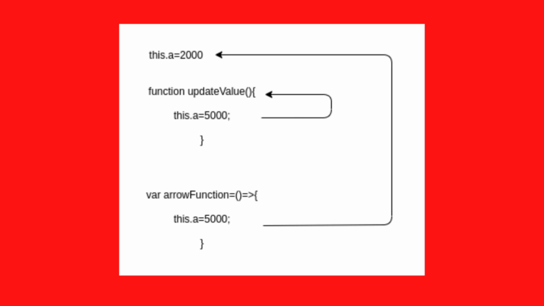Let's summarize this. Our arrow function refers to the global object, whereas a normal function always refers to its local object. That is the main difference between arrow function and normal function. I hope you understood this. We will try to implement this in the coming videos.